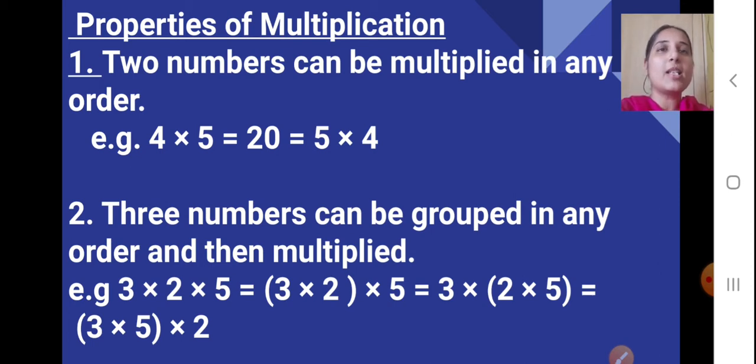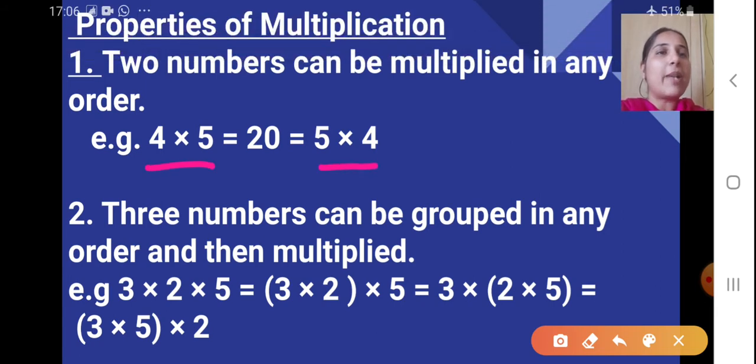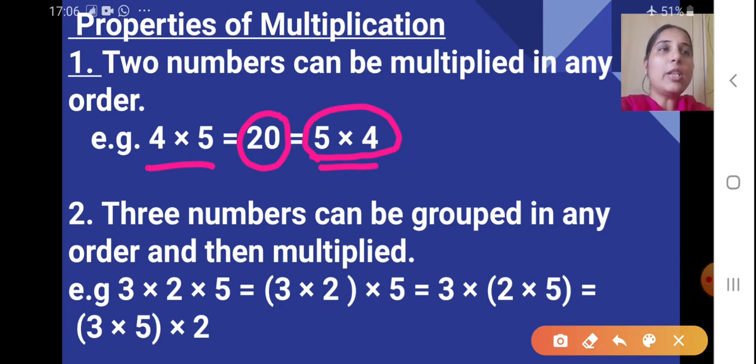So number 1 is two numbers can be multiplied in any order. For example, you can see here 4 multiplied by 5 or 5 multiplied by 4. We will get the same product here, isn't it? So there you can see the order 4 multiplied by 5, and there the order is being changed, 5 multiplied by 4. So if we change their order, we will get the same product. Okay, and it can be multiplied in any order.